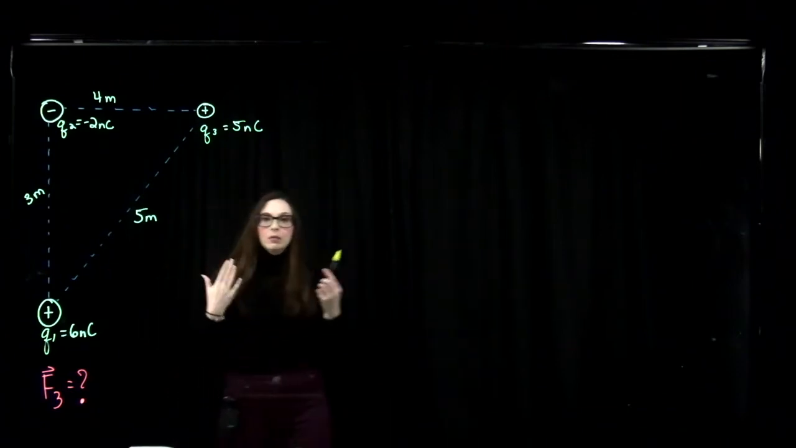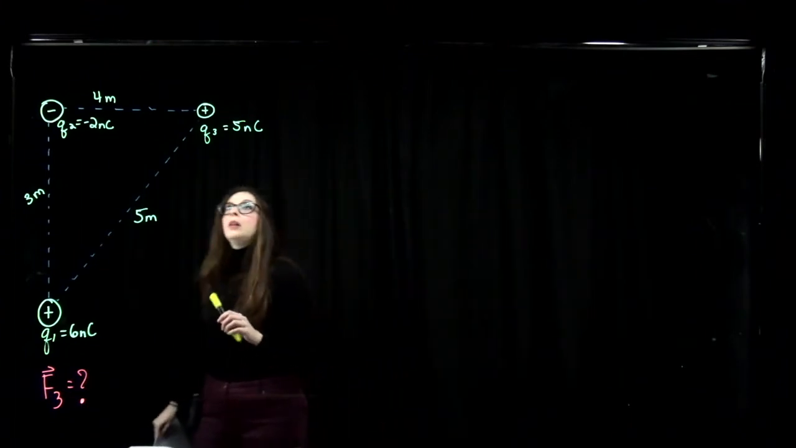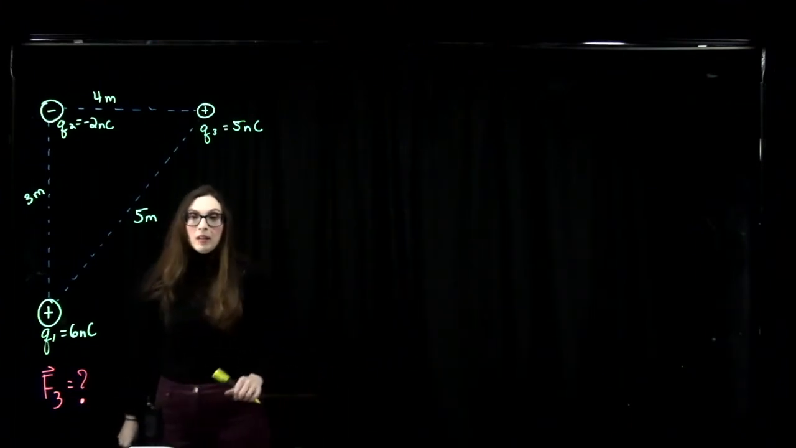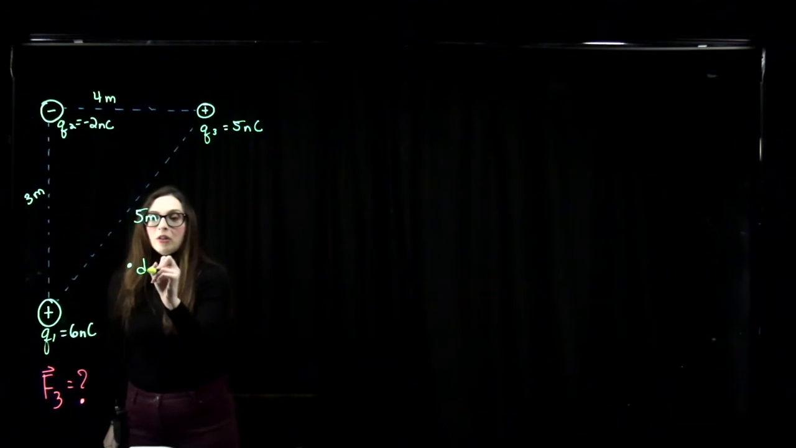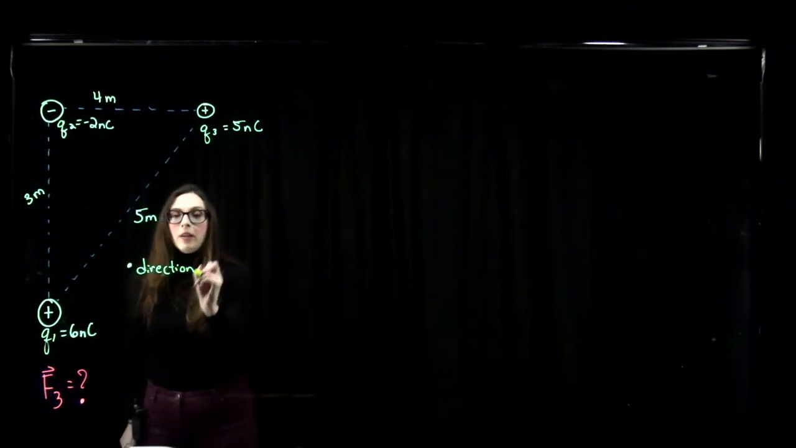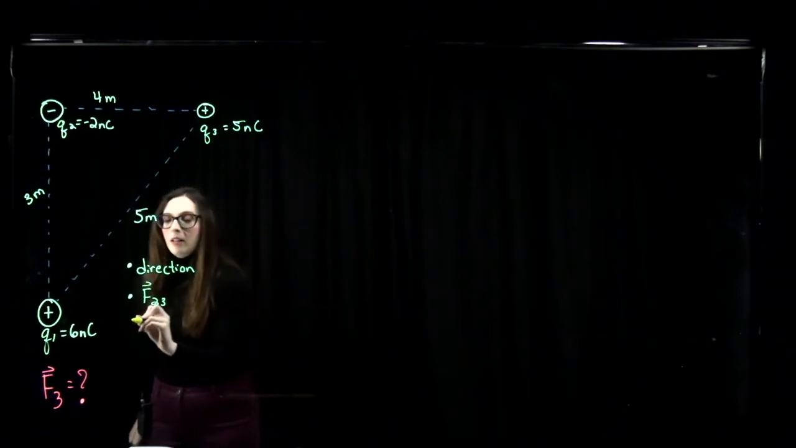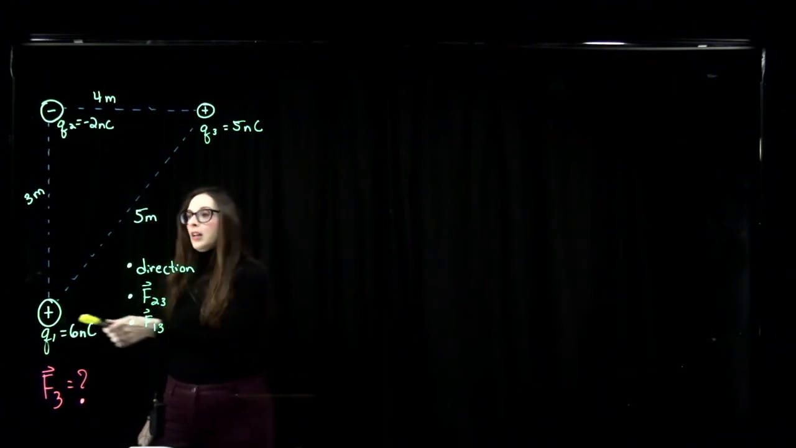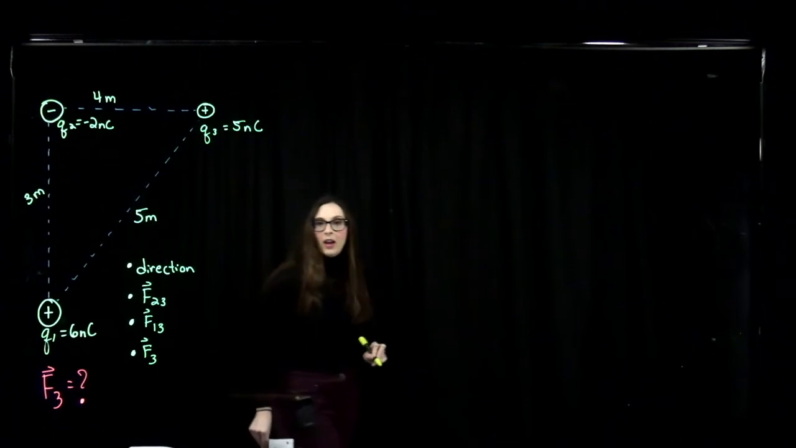So let's think about the strategic approach that we're going to use in order to figure out what F3 is going to be. The first thing we have to think about is the direction of our forces, so we're going to draw those in. Then we're going to find the components of F23, which is the force that charge 2 exerts on charge 3. Then we're going to find the components of F13, that's the force that charge 1 exerts on charge 3. And then with that, we can find the magnitude and direction of F3.